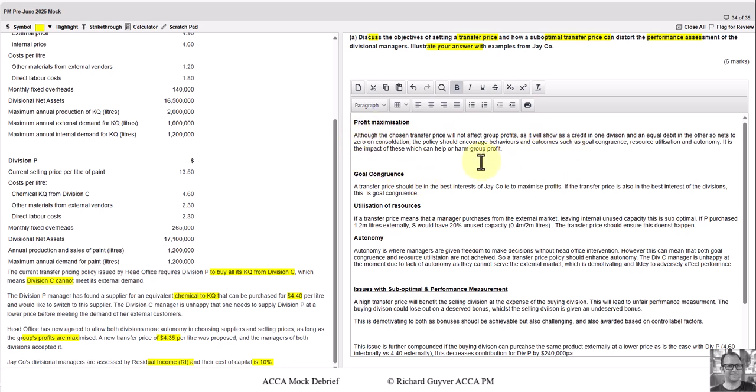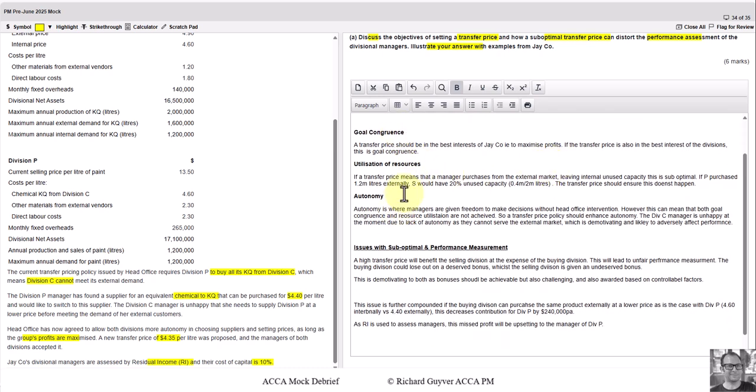And this first bit, this introductory bit, is often, I think, misunderstood, and I think it's important that the examiner realises that I understand how the interaction between divisional revenue and costs with a transfer price cancel out on consolidation. So I've written, although the chosen transfer price will not affect group profits, as it will show as a credit in one division and an equal debit in the other, so nets to zero on consolidation, the policy should encourage behaviours and outcomes such as goal congruence, resource utilisation and autonomy. It's the impact of these which can help or harm group profit. So that felt like a nice introduction, which then led into these.